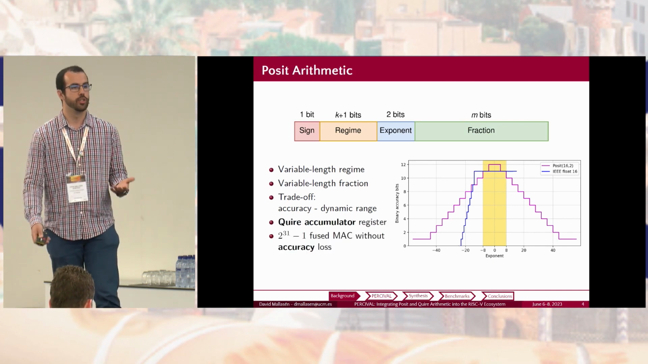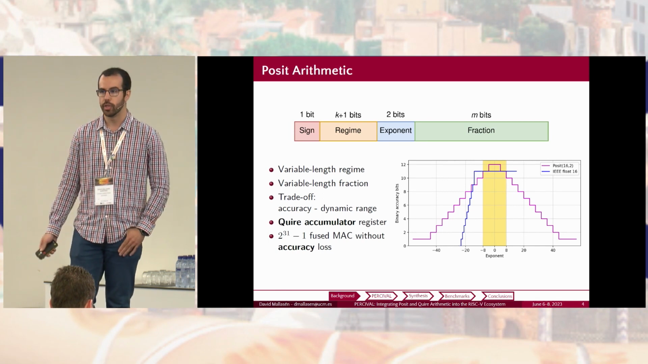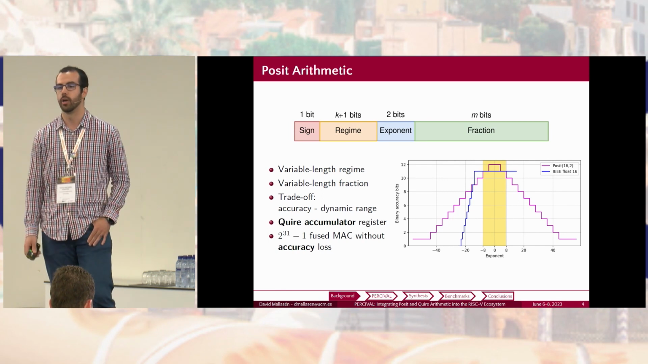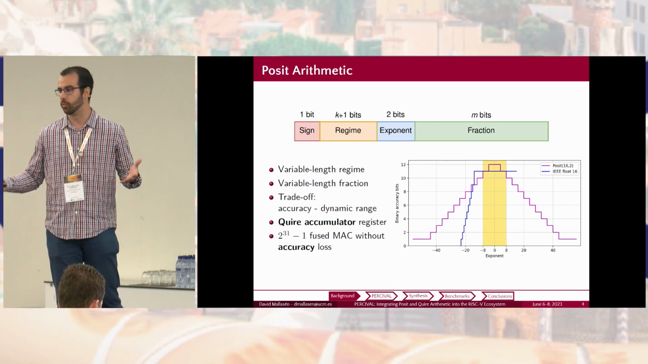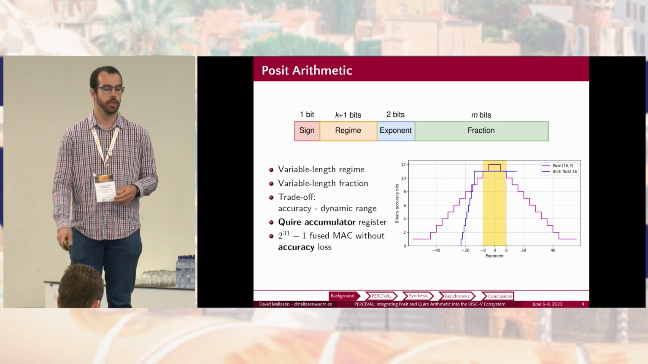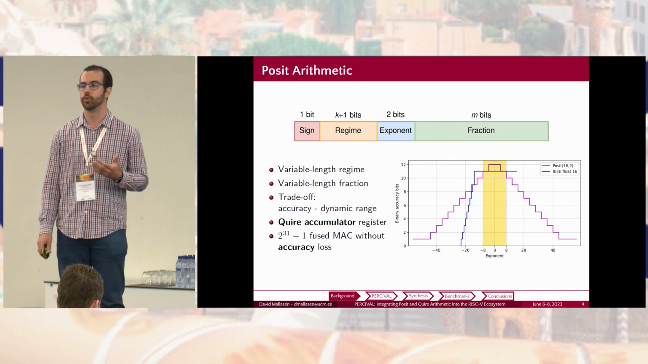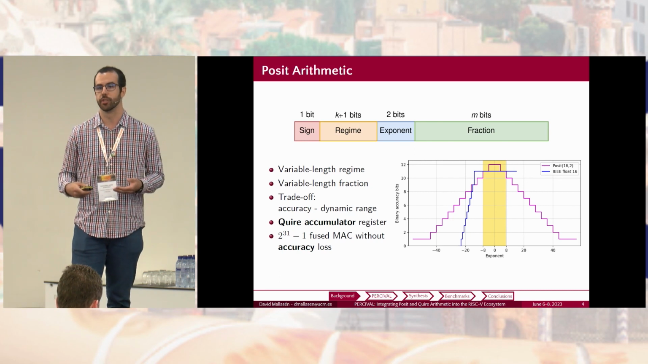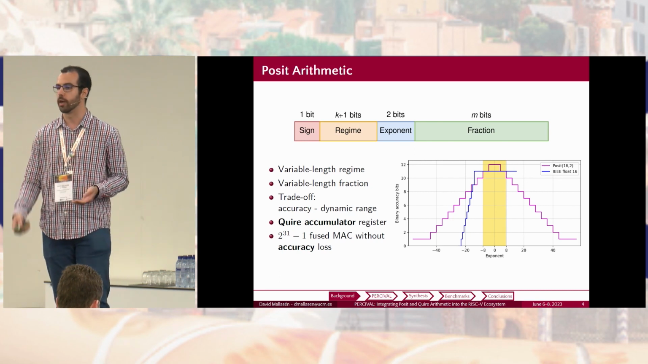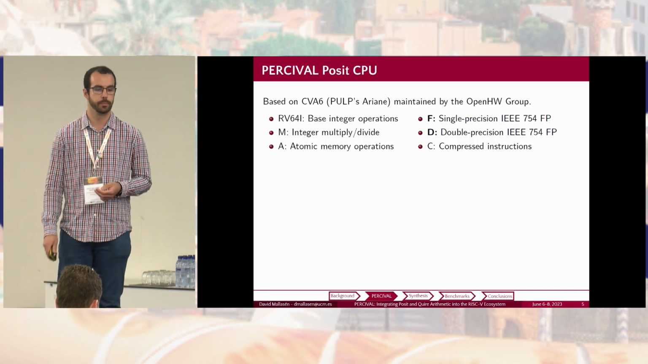Posit Arithmetic also introduces the Quire accumulator register. This is a fixed point register. Just so you get an idea, for 32 bits, this is a 512-bit register, so it's quite large. But it allows to compute up to 2 to the power of 31 minus 1 fused multiply accumulations without any rounding or accuracy loss in the intermediate process.